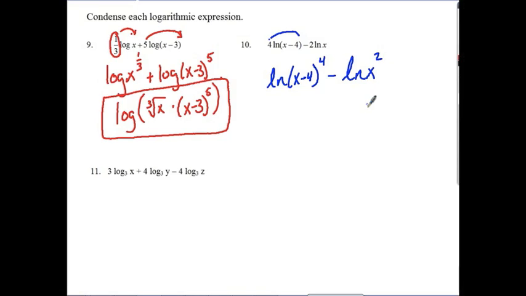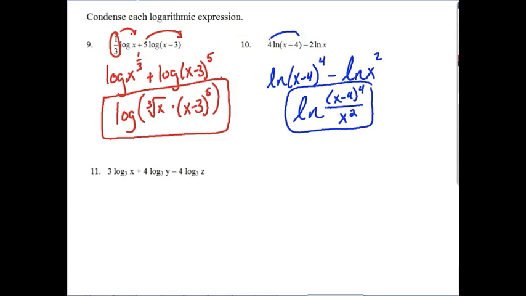Now again, if add means multiply, minus changes into division. So natural log of (x minus 4) to the fourth all over x squared. And again, we've changed it from 2 natural logs all the way down to 1, and that's as far as we can take that right there.